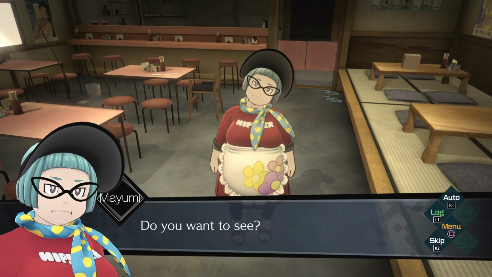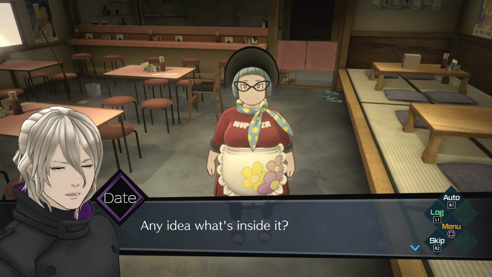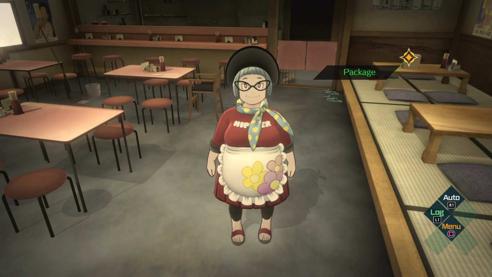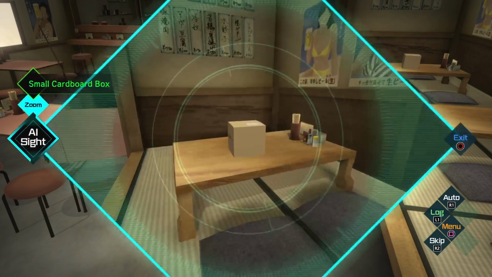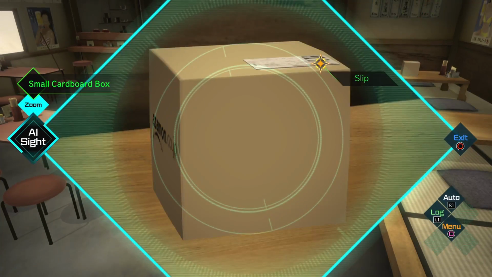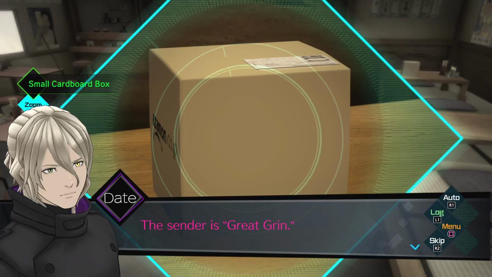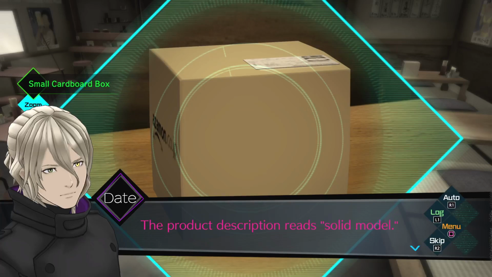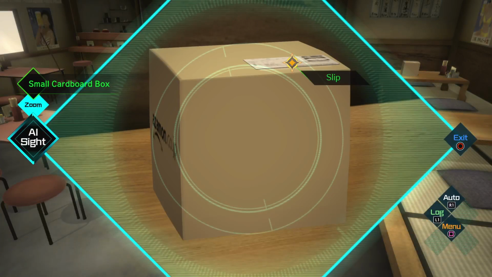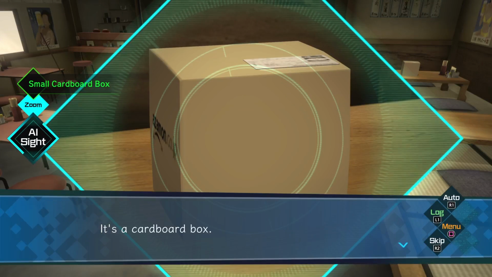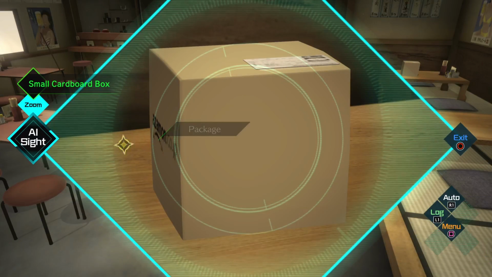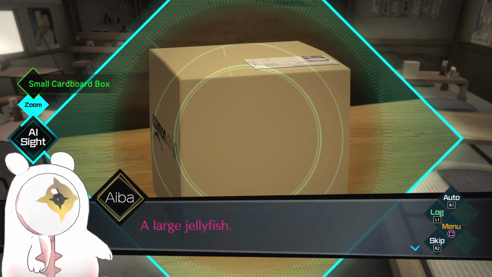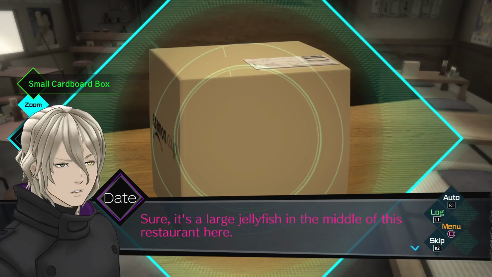Do you want to see? It was delivered a little while ago. Any idea what's inside it? It's bound to be merchandise from that whole... She forces Oda to... The sender is Great Grin. A popular online store. The product description reads, solid model. A large jellyfish. Sure, it's a large jellyfish in the middle of this restaurant here.